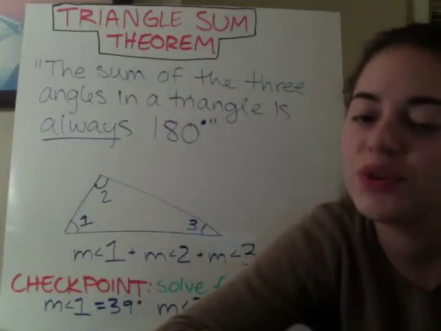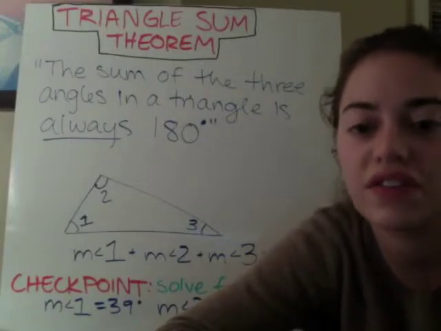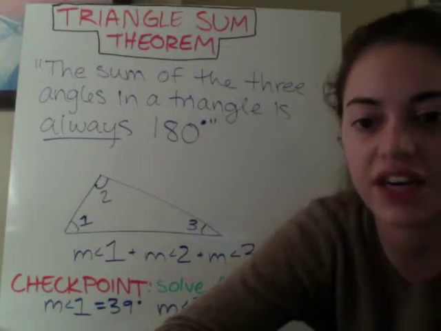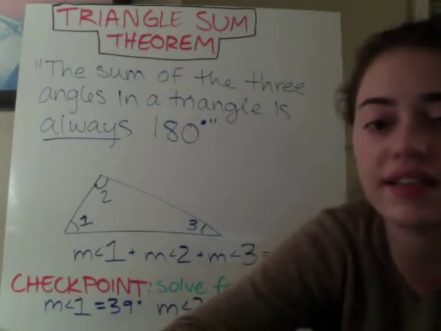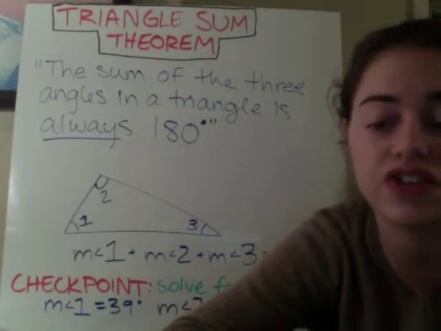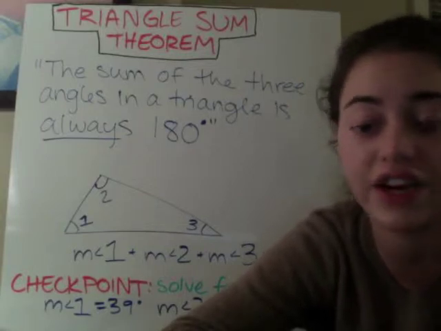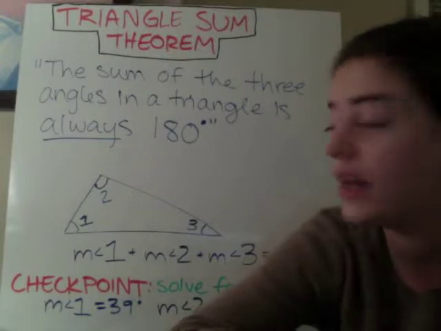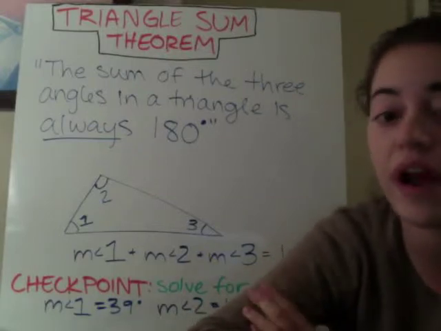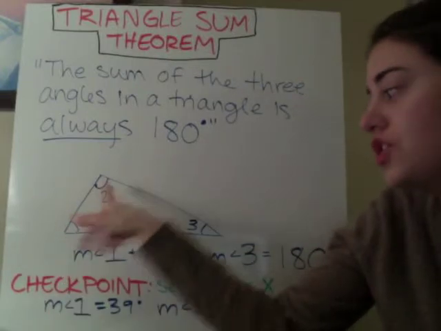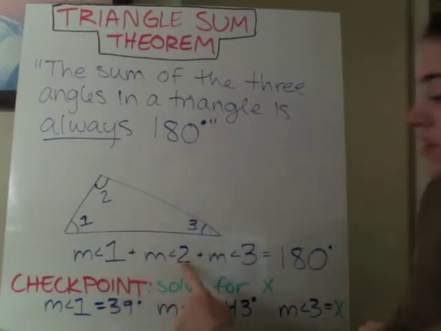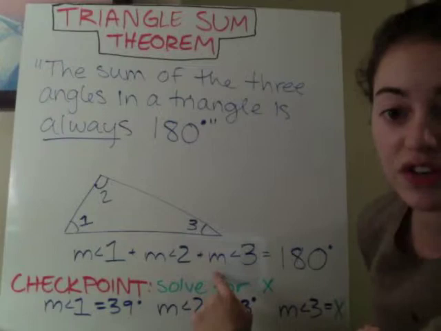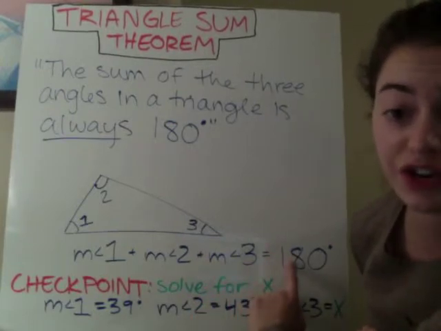Hey gang, today's lesson is on the Triangle Sum Theorem as well as the Exterior Angle Theorem. The Triangle Sum Theorem states that the sum of the three angles in a triangle is always 180 degrees. That's it. Here I have drawn a triangle where I have labeled the angles, angle 1, 2, and 3, and I have written that the measure of angle 1 plus the measure of angle 2 plus the measure of angle 3 is equal to 180 degrees.